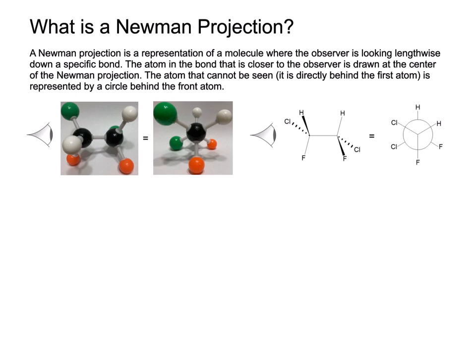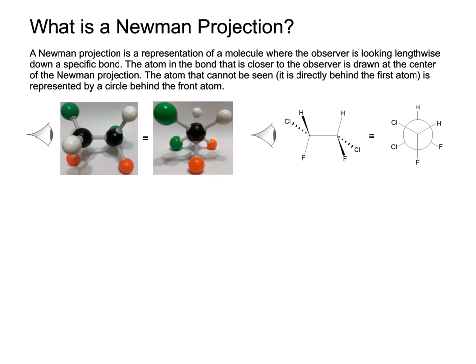We can see that the back carbon, the one that is blocked from view from the perspective of the eyeball, is drawn as a circle. Coming off that circle, we have the hydrogen, which is just going up, and then we have the fluorine, which is on the bottom right because it's on a wedge, and then we have the chlorine, which is on the bottom left because it's on a dash.